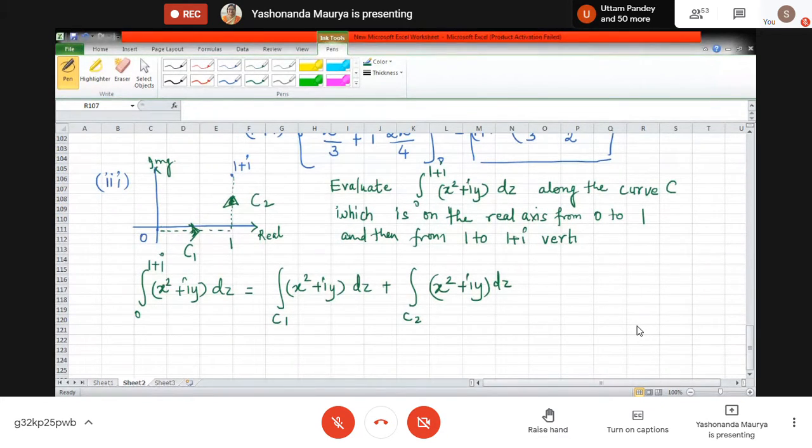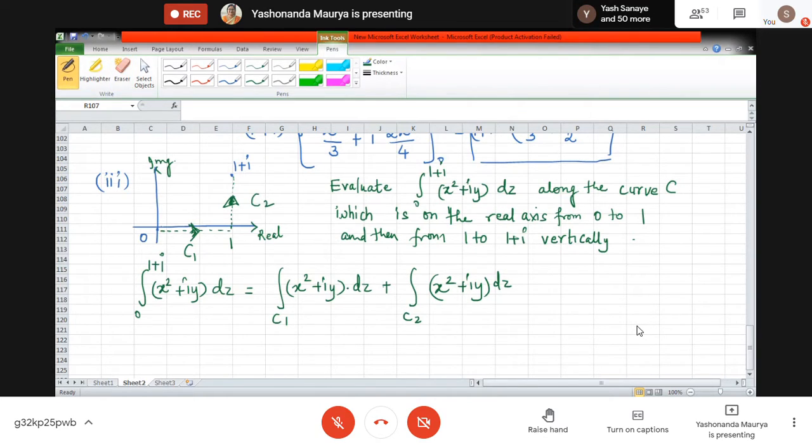Yeah, parallel to vertically, vertically upwards. That is what the curve is.